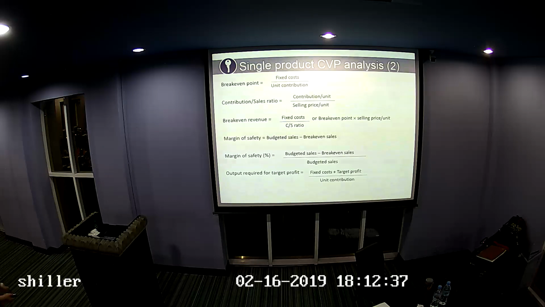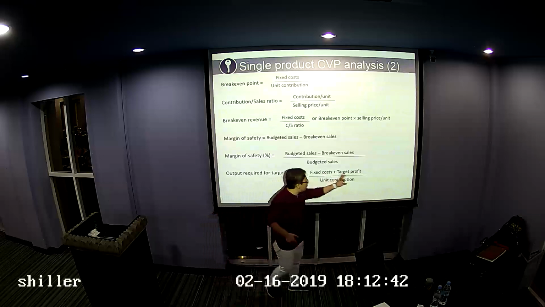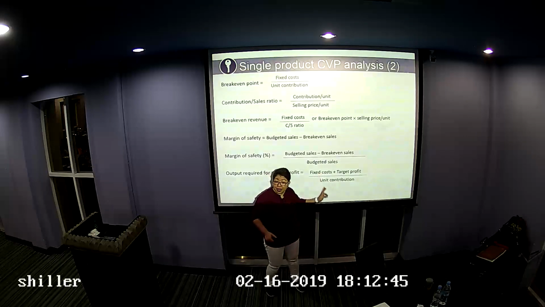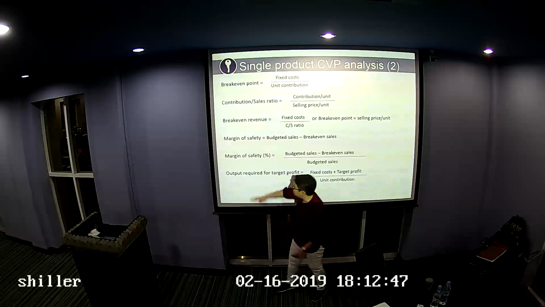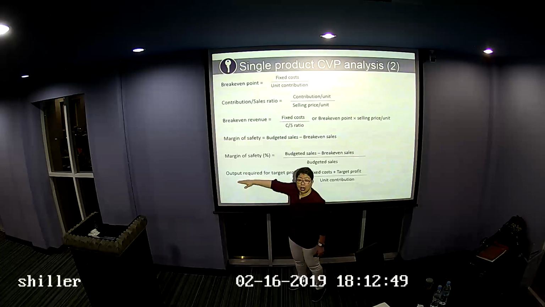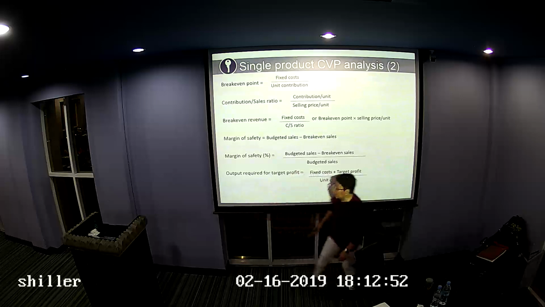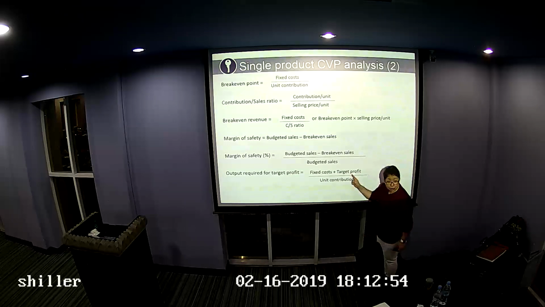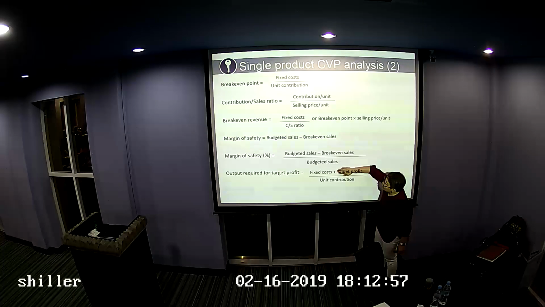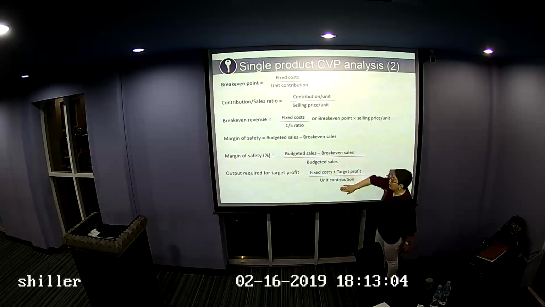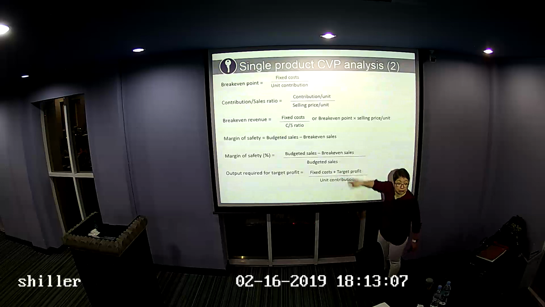Okay. The last one here, what do you think? If I add a profit to my fixed cost, divided by contribution, it will tell me what? It will tell me how many units to sell to make this profit. Do you understand? Because without this profit, what is this divided by this? Break even, correct? So I add the profit, then it will tell me how many units to make that profit, right? You understand now?